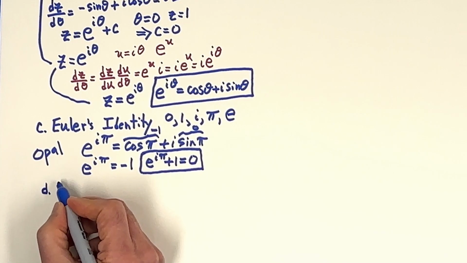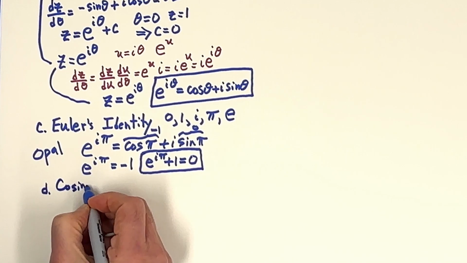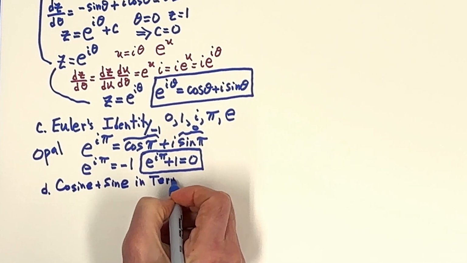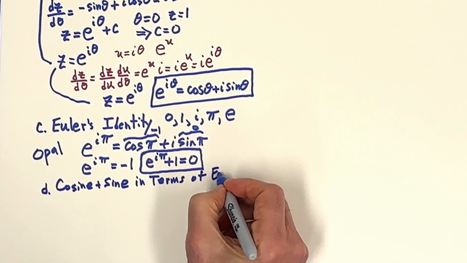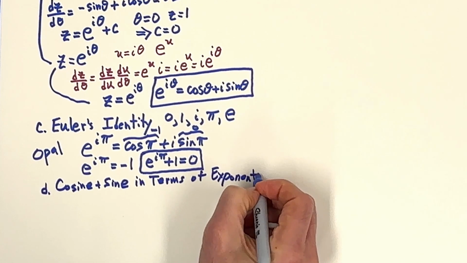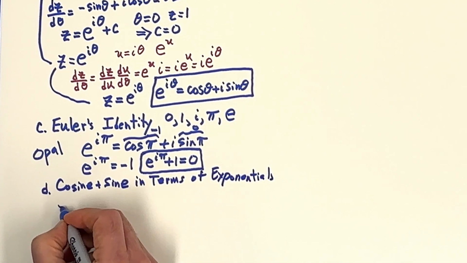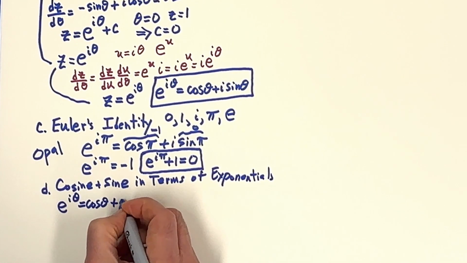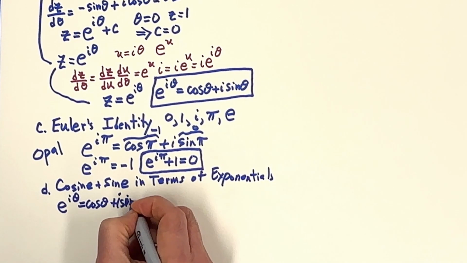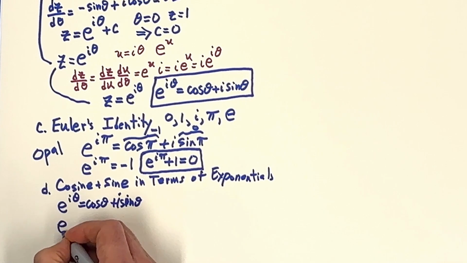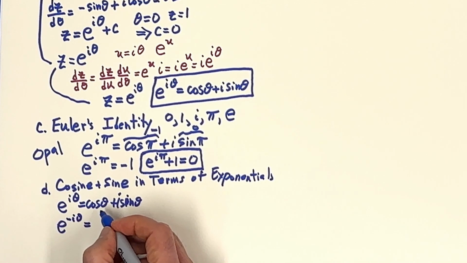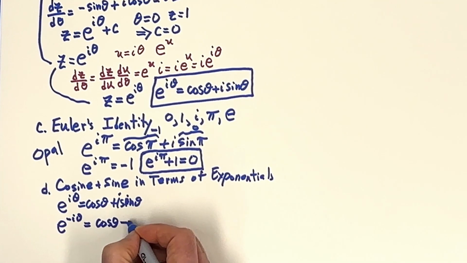Now part D, I want to show you how to write the cosine and the sine in terms of exponentials. So here, e to the i theta is cosine of theta plus i sine of theta. Now, e to the minus i theta, if you put in a minus sign for the theta, the cosine is the same because cosine is an even function, so this is still the cosine of theta. But since the sine is an odd function, this becomes a minus sign.